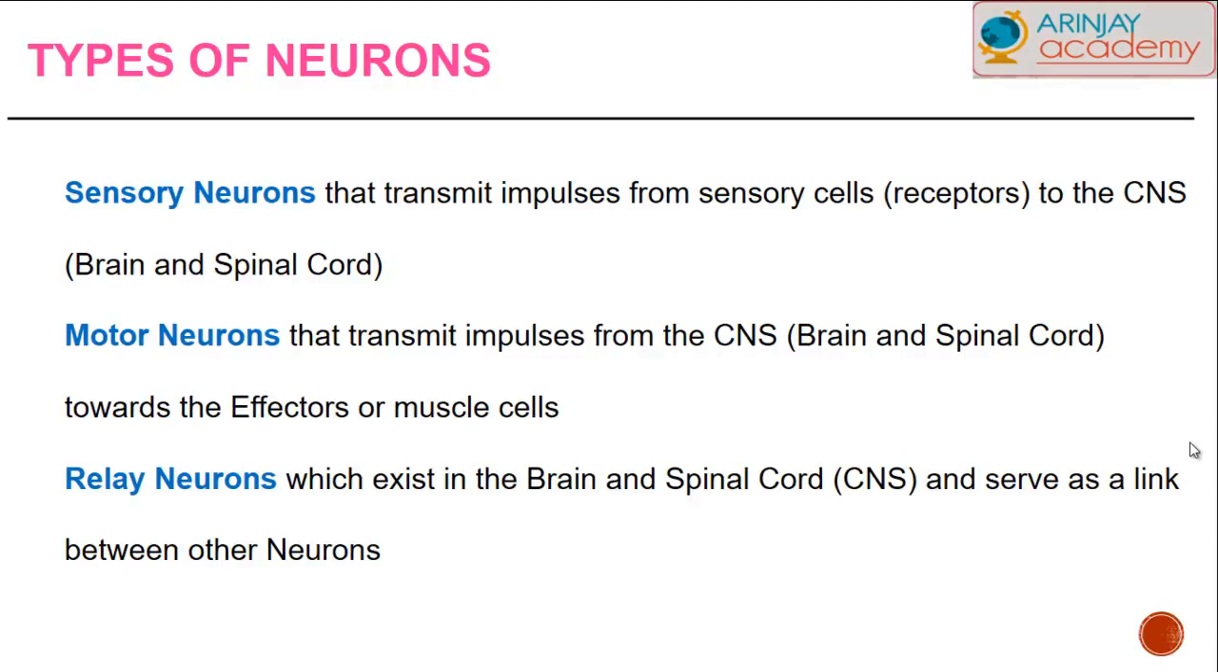The motor neurons transmit impulses from the central nervous system. So the impulses that your brain or your spinal cord sends out towards the effectors or muscle cells are transmitted via your motor neurons. Relay neurons exist in both the brain and the spinal cord. They serve as a link between two neurons. So they help in communication between either the sensory neurons and motor neurons or any other neurons that may exist within the human body.